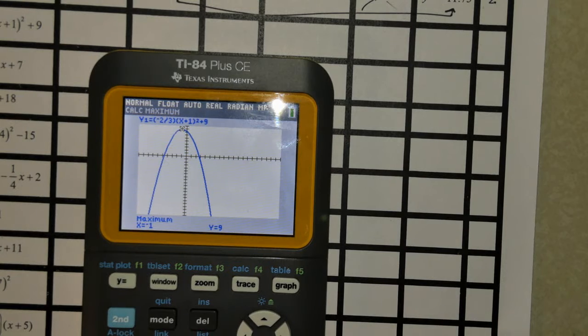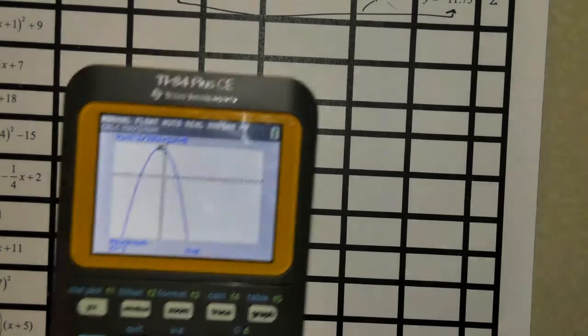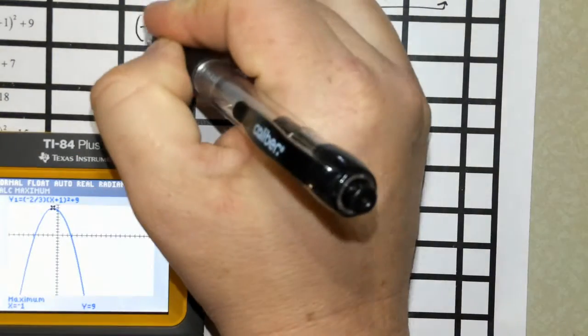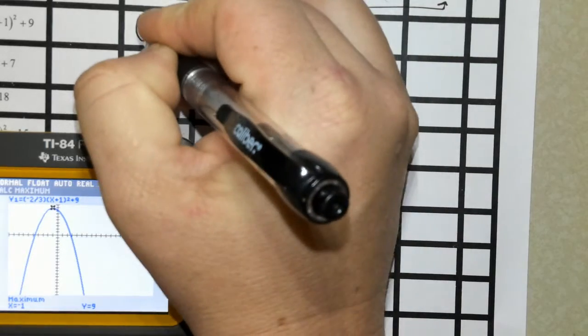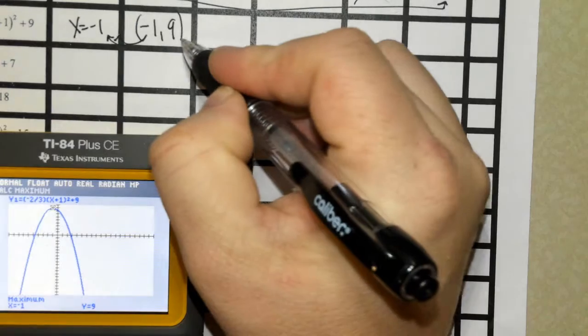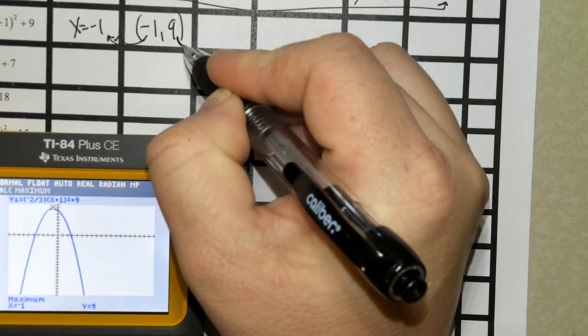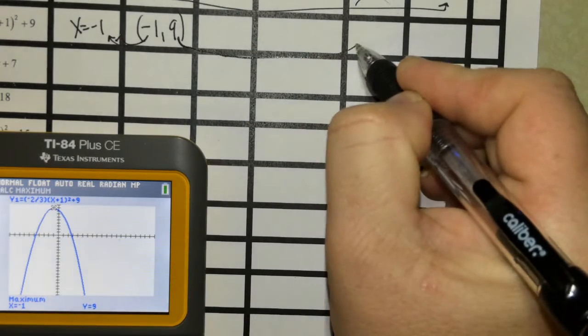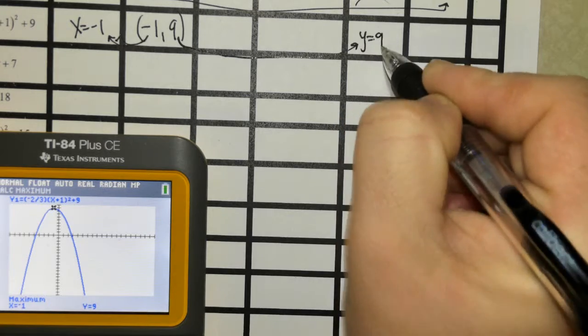The maximum here is negative 1, 9. Yours may say, on a previous calculator I used today, it said negative 0.999999, which rounded to negative 1. So negative 1, 9. So I'm going to go here and write negative 1, 9. And just like last time, I know this means that x equals negative 1. And I know this y value is not the minimum, but this time it is the maximum. Y equals 9.